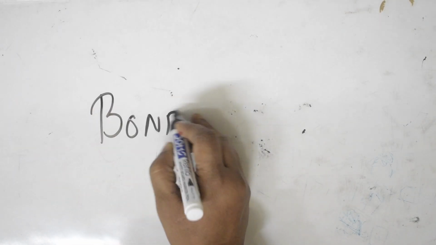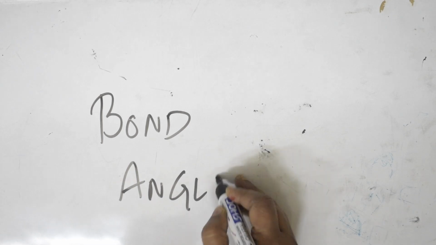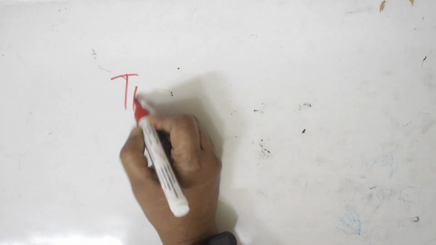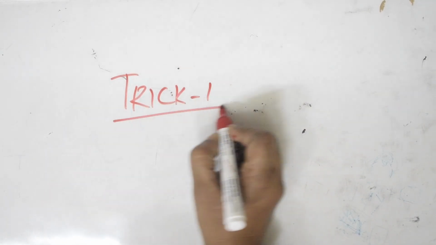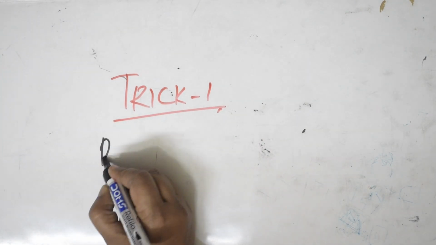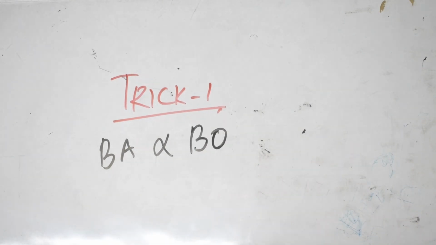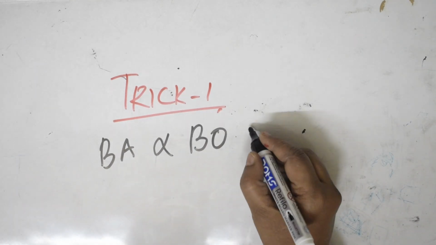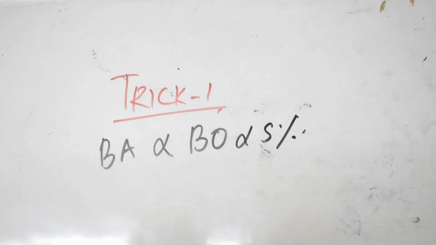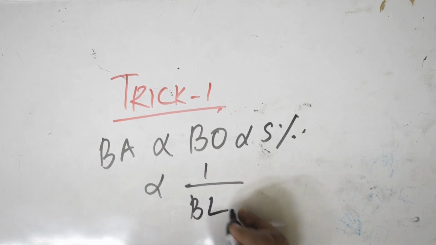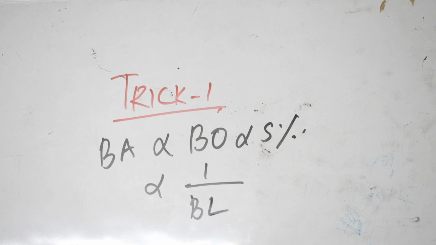I'll teach you a concept, or the trick, called bond angle. The first important thing you need to remember is trick number 1. Careful, students, check: bond angle (BA) is directly related to bond order. This is clear. And it is directly related to your S percentage character. We'll see what it is. Same, bond angle is inversely related to bond length. Remember this. Easy?